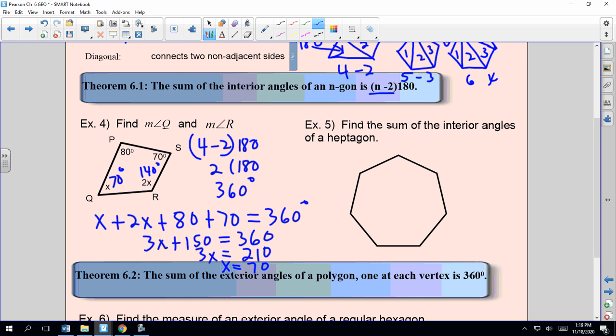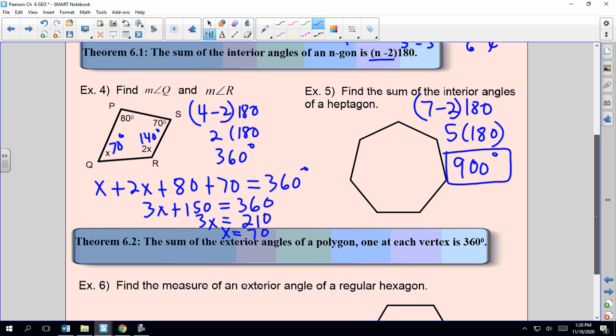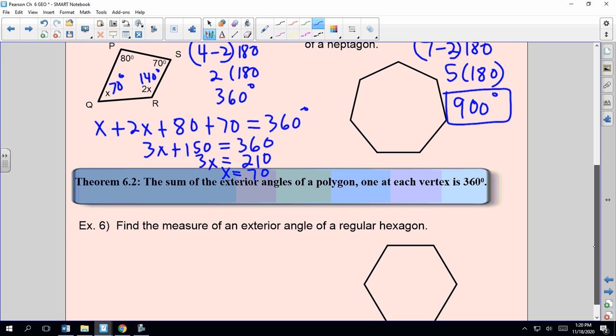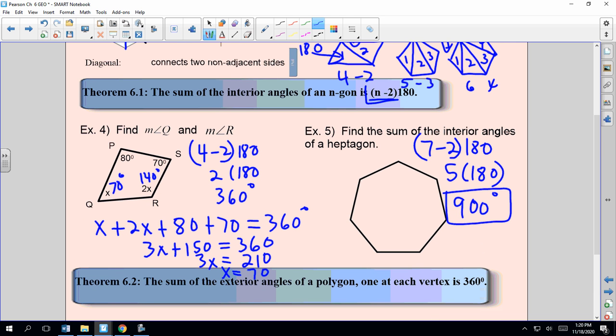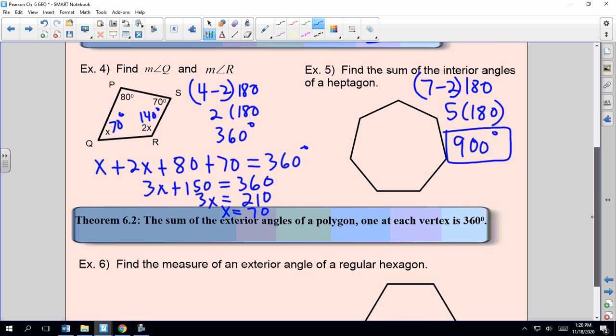So this is our heptagon. A heptagon has 7 sides. So we have 7 minus 2 times 180, or 5 times 180. This is only asking for the sum of all the inside angles. So 5 times 180 is 900 degrees, and that's all they're asking for. If they said each of them is equal, it's a regular heptagon, you would divide by 7 to get each interior angle. So the sum of the interior angles of any polygon can be found using this formula right here, n minus 2 times 180.